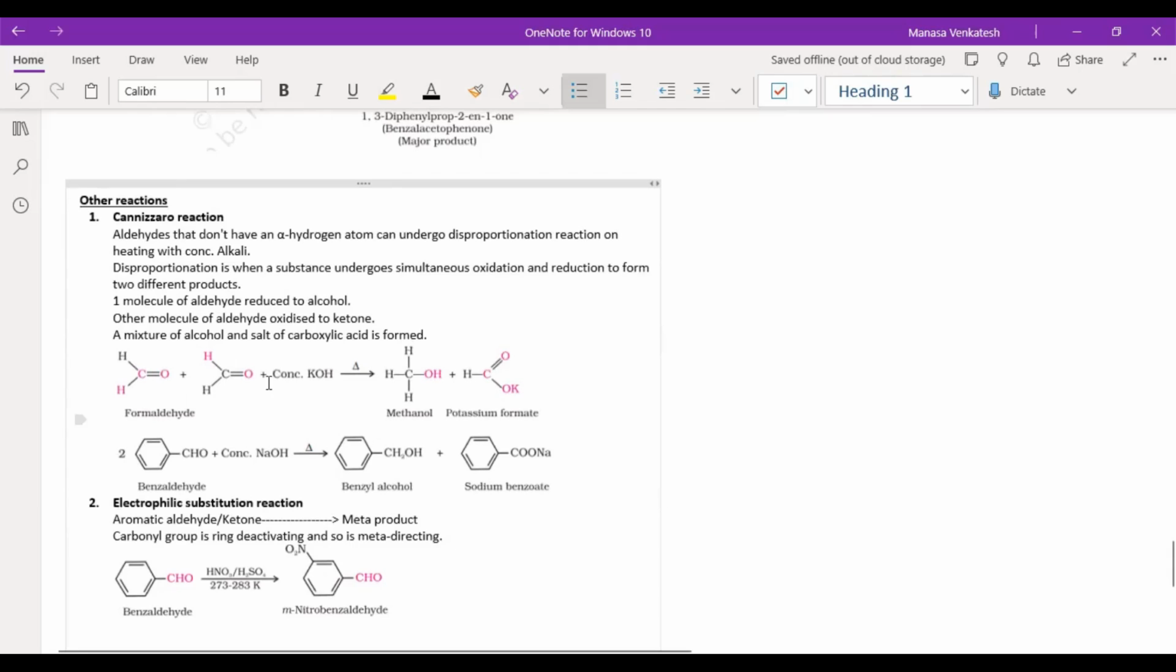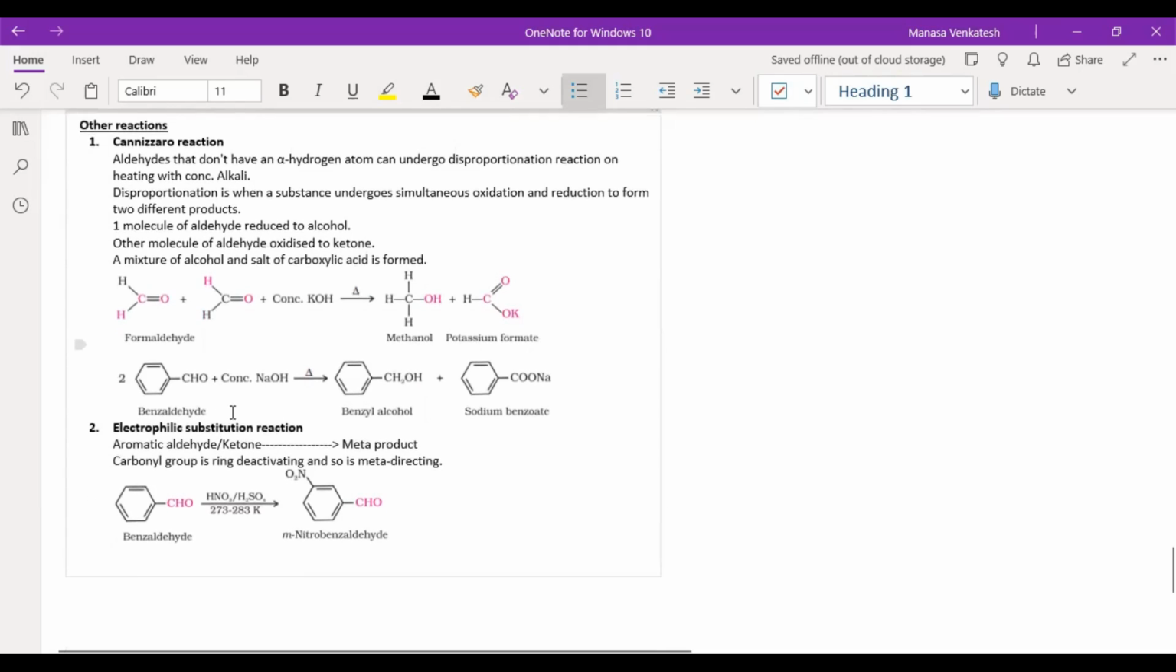So here you have formaldehyde. It underwent oxidation to give us potassium formate, and it underwent reduction to give us methanol. This reaction is with concentrated potassium hydroxide. Similarly, in this case, you have benzaldehyde reacting with concentrated sodium hydroxide on heating, giving us the oxidized product, which is sodium benzoate, and the reduced product, benzyl alcohol.